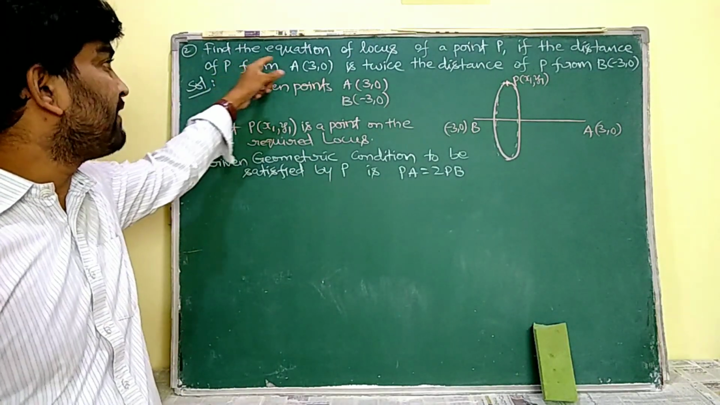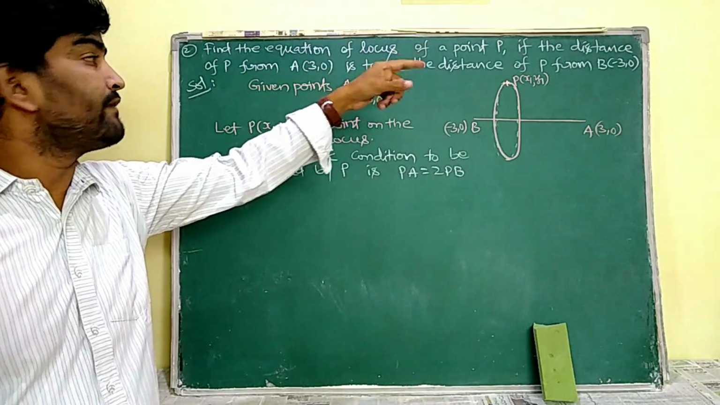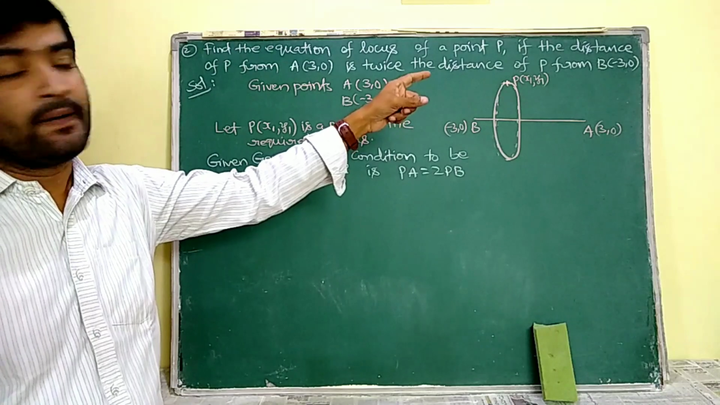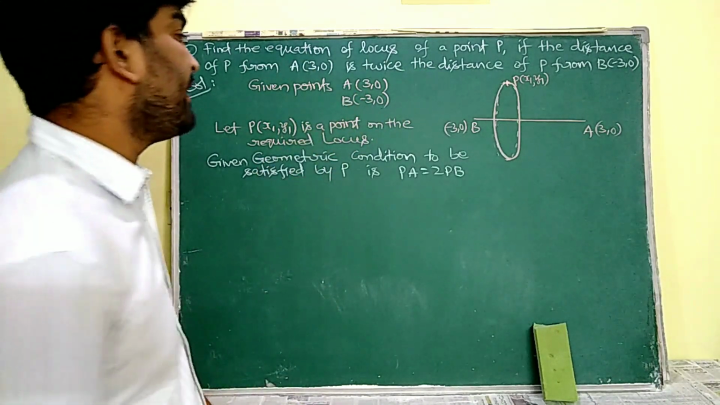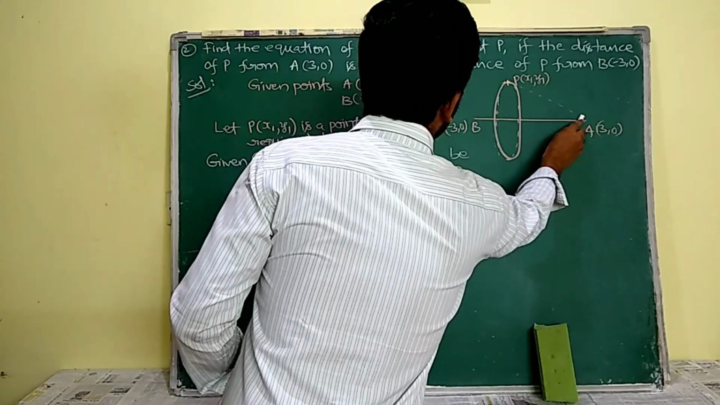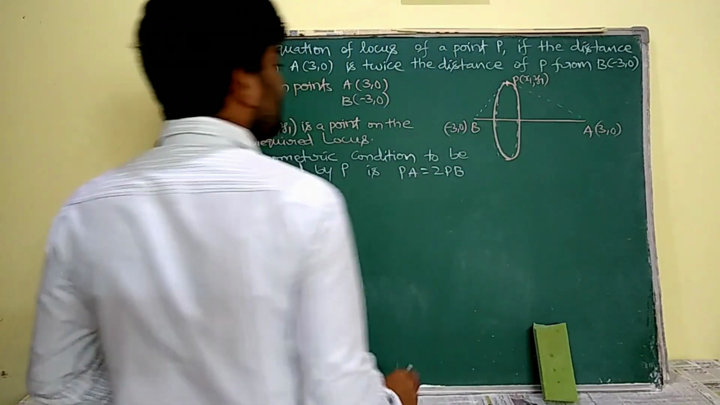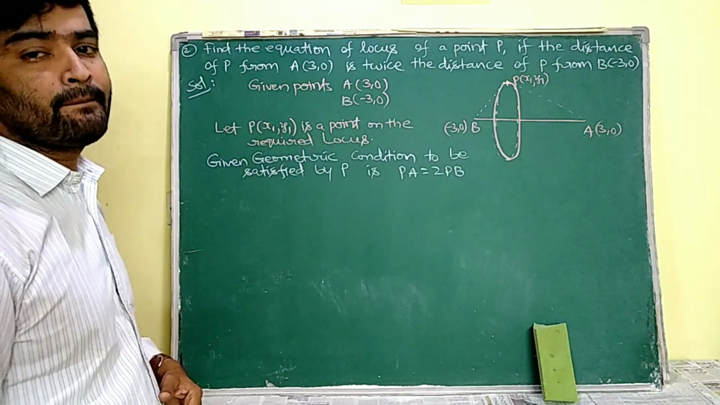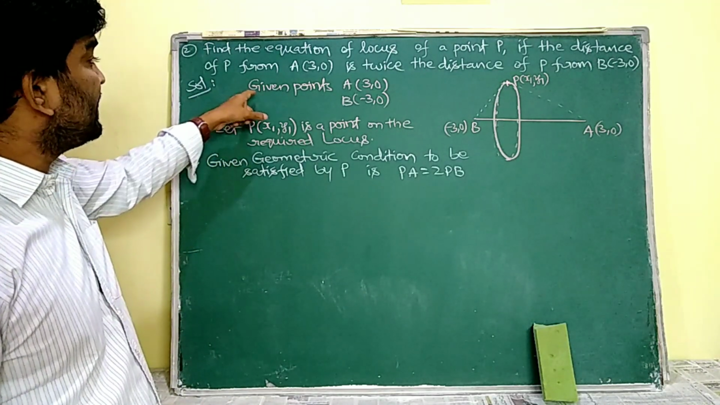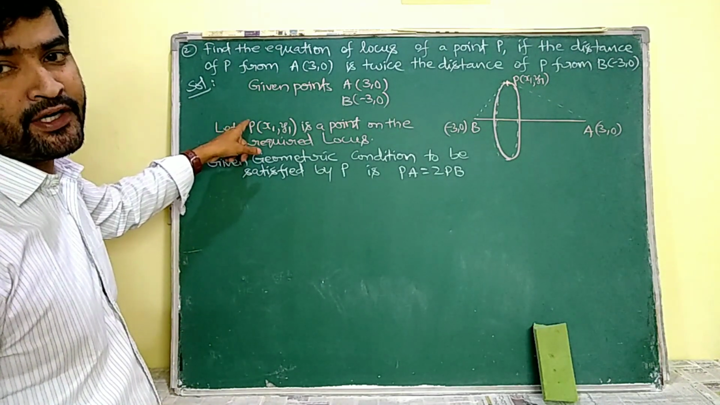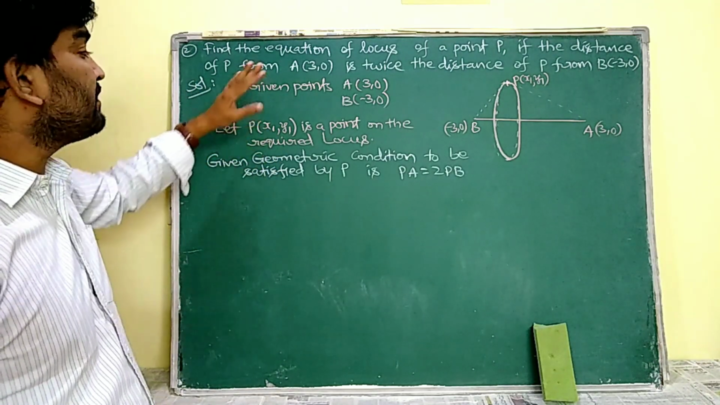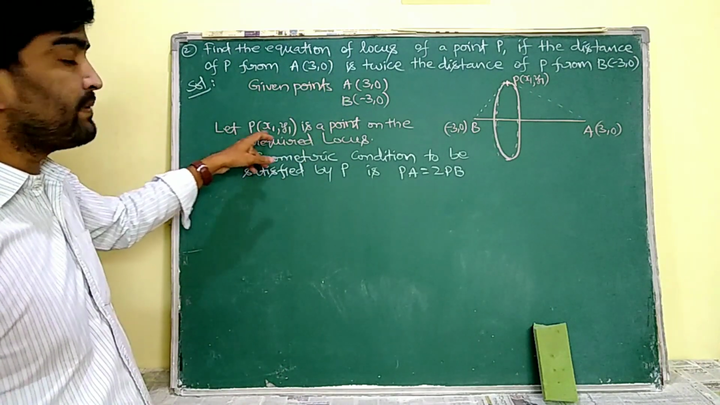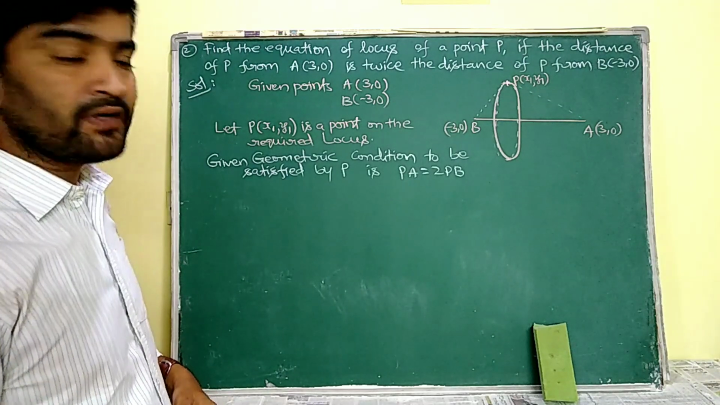The second problem is: find the equation of the locus of a point P if the distance of P from A is twice the distance from B to P. So that means the distance PA is equal to twice the distance PB. Now we have to find the locus of the point P. For that I am assuming the point on the locus as P (x1, y1). Before that, write the given points A (3, 0), B (-3, 0). Now let P (x1, y1) be a point on the required locus.